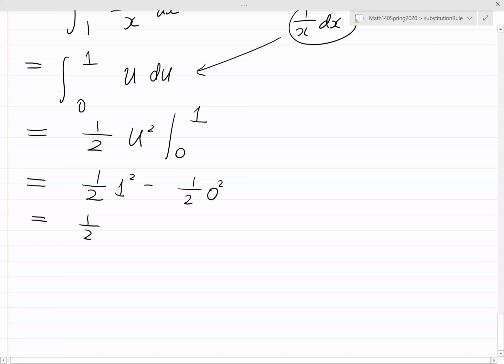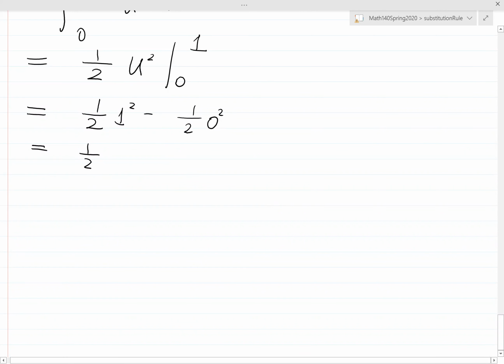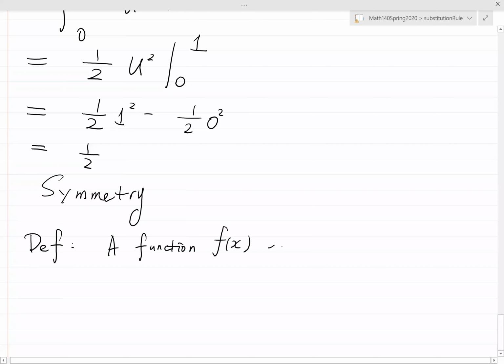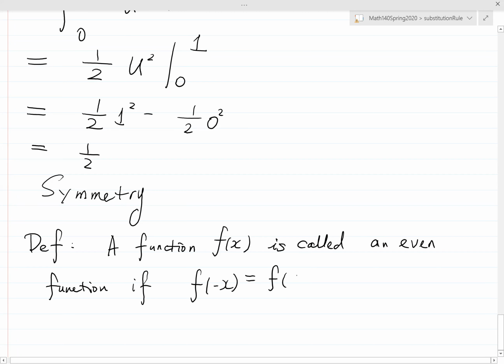For instance, let's see this example. If this definite integral has symmetry, let's give some definitions. Remember this definition: a function f(x) is called an even function if f(negative x) equals f(x) for all x in the domain.